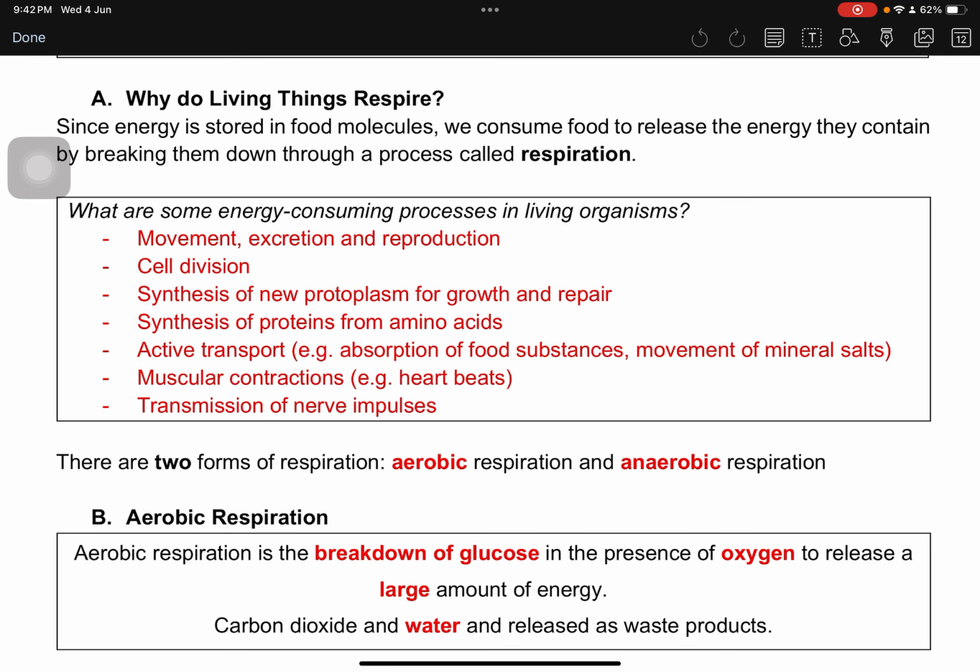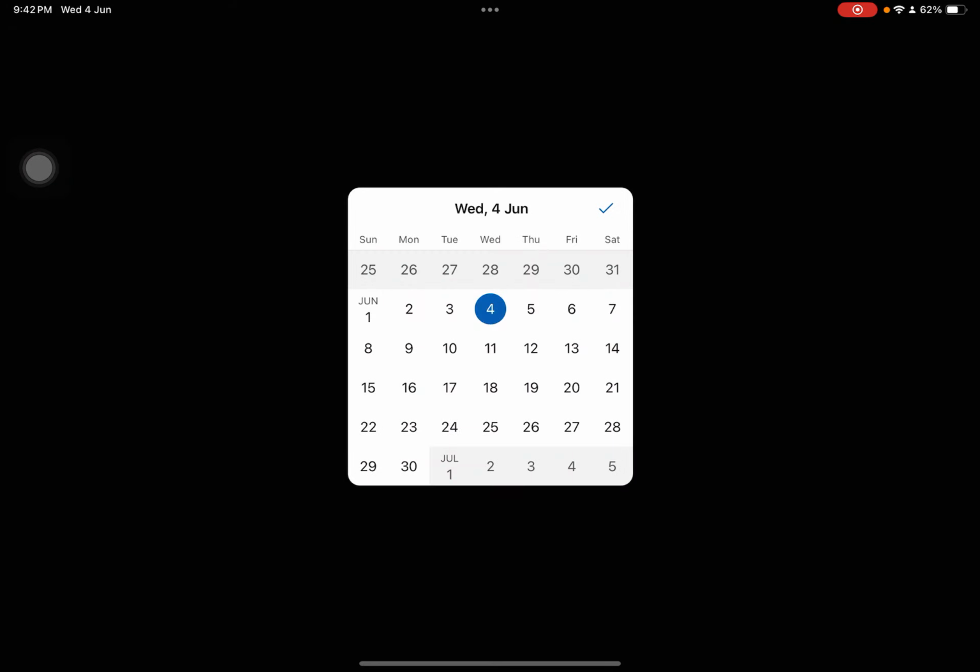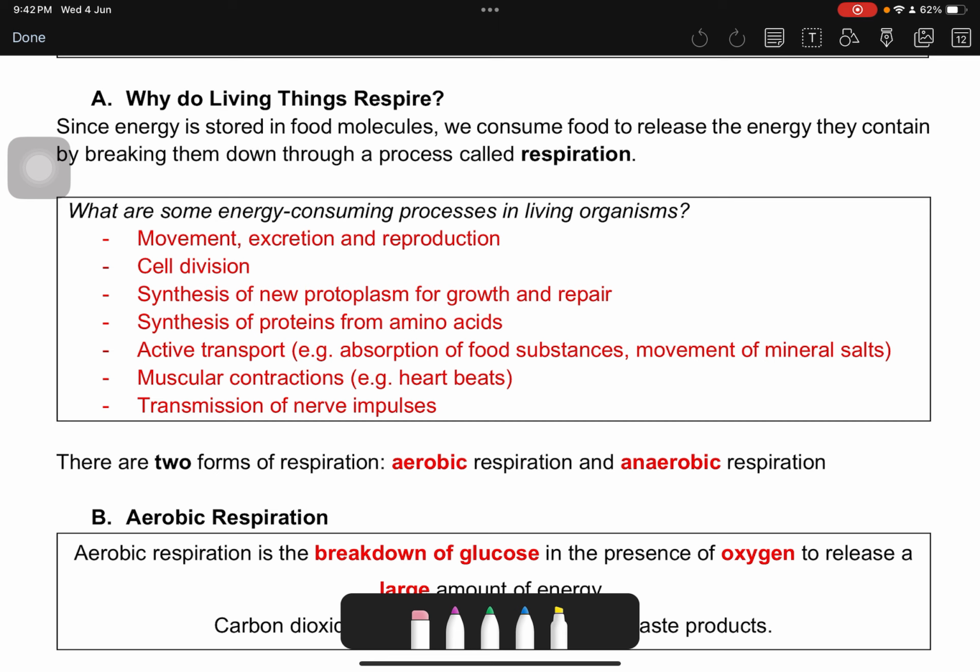So apart from movement, excretion, and reproduction, many cell activities happen in all our living cells, such as cell division, synthesis of new protoplasm for growth and repair, and synthesis of protein as well. What are some examples that we have discussed in class so far? Let's just pen it down over here.